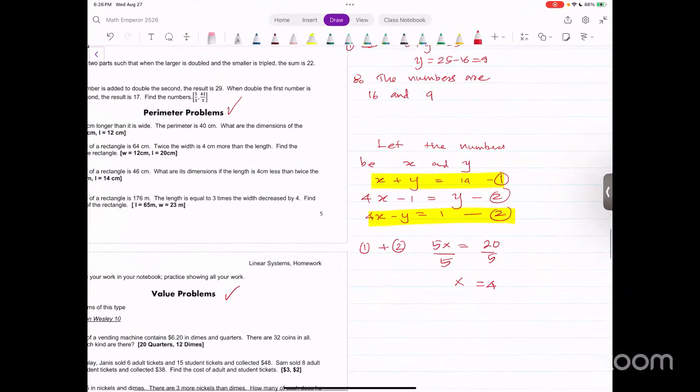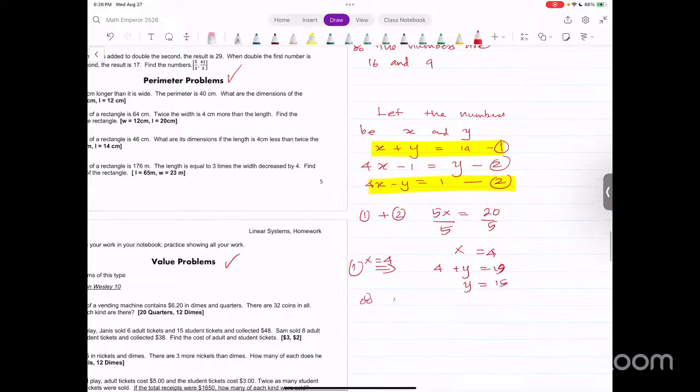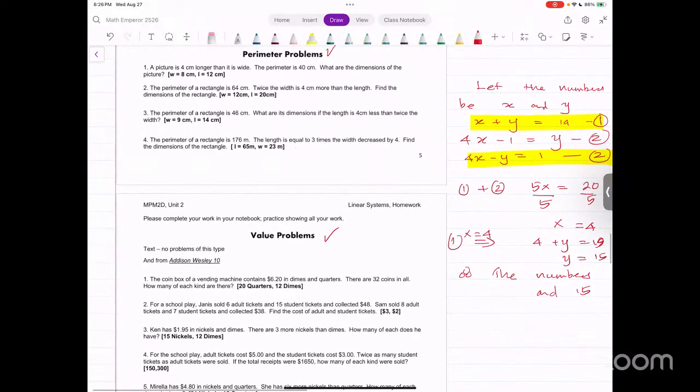Now, we can go back to equation number 1 and substitute x equal to 4. So that's 4 plus y is equal to 19. So y is equal to 15. Right? So therefore, the numbers are 4 and 15.